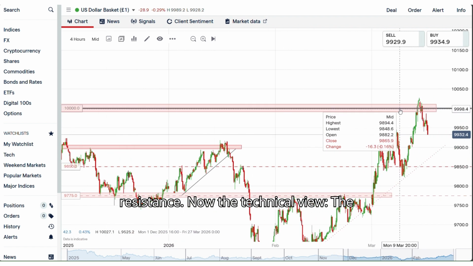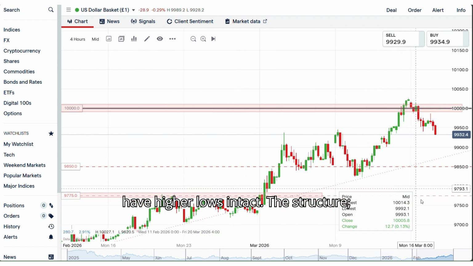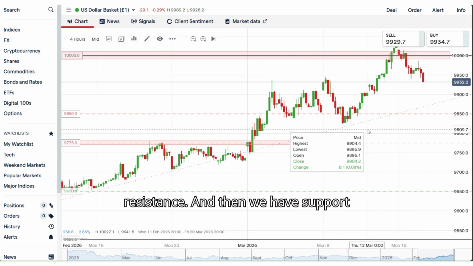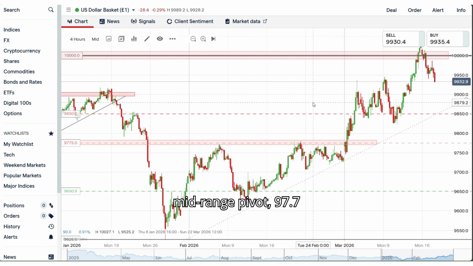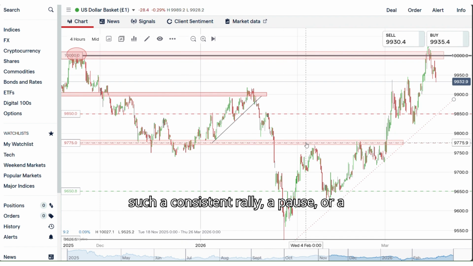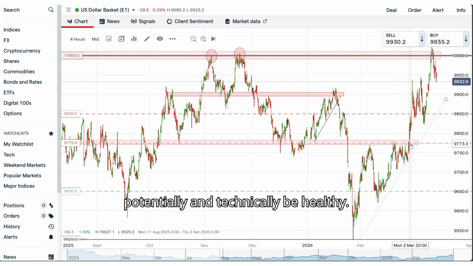Now, the technical view. The trend on the short term is bullish. We have higher lows intact. The structure, we can see, is a recovery pushing into range resistance. And then we have support levels: 98.5 mid-range pivot, 97.7 previous structure breakout zone. After such a consistent rally, a pause or retracement at this level would potentially and technically be healthy.